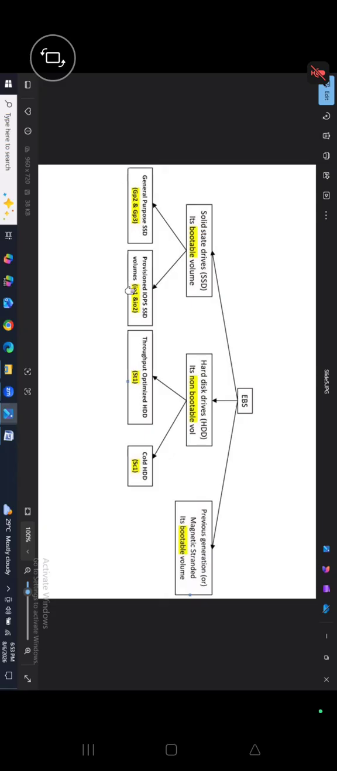So provisioned IOPS SSD. In provisioned IOPS also we have two API names. One is IO1 and IO2. Got it, guys? IO1, IO2.